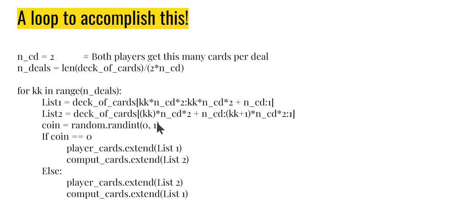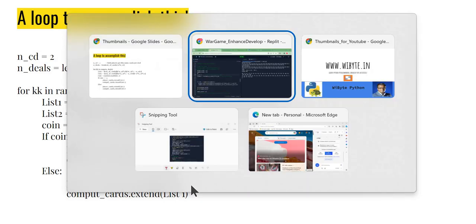So what I will do is that I'll say, okay, look, let me first create these two lists. Now these slicings are exactly what I was doing earlier. Now I toss a coin and I say, look, if coin is 0, then my player gets part 1, computer gets part 2, otherwise reverse. So we can first see this working.